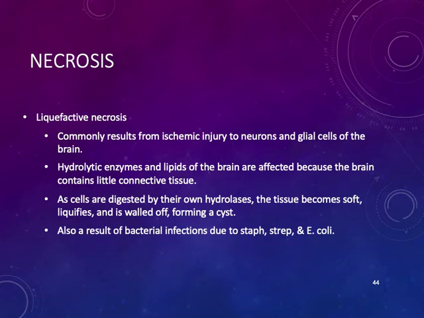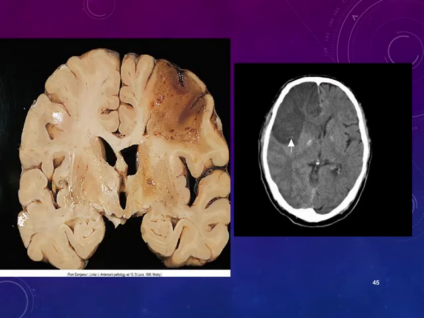However, it is kind of walled off and sectioned off by a cyst-like wall essentially around it. Like I said, you'll commonly see this after a severe stroke. You'll see it after an infection in the brain. You may also see it, like I mentioned, with different bacteria, whether it's staph, strep, E. coli. Sometimes you'll see it with different infections. This is just an example.